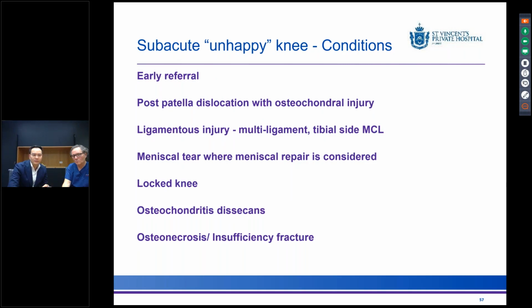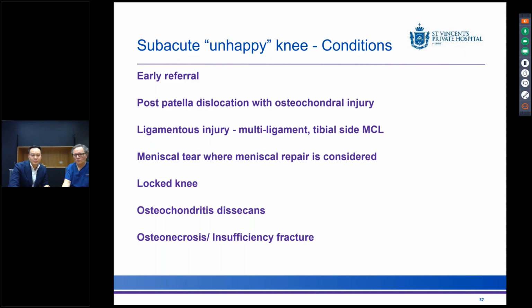So the conditions that we look for which may require early referral to the orthopedic surgeon is a patient who's had patellar dislocation. Patella is now relocated, but there's been an osteochondral injury. Patients with a ligamentous injury, and the patients that we want to see early in particular are patients who have had a multi-ligament injury or a tibial-sided rupture of the medial collateral ligament. A meniscal tear in a young patient where meniscal repair is considered. And this may be a bucket handle tear which is displaced and the patient may present with a locked knee.